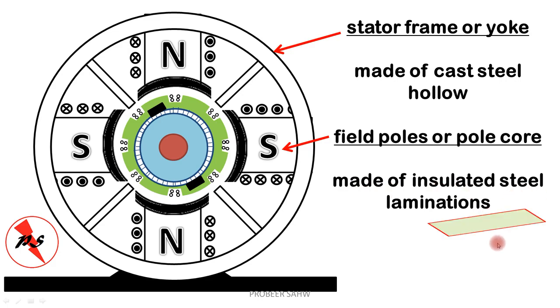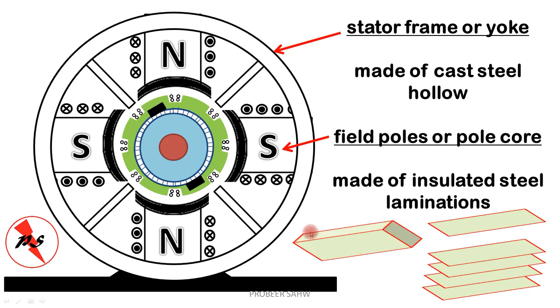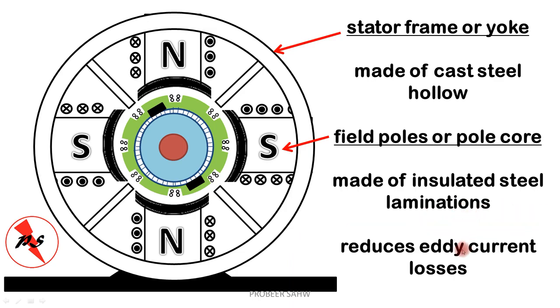So we take a rectangular steel lamination, and then take a number of steel laminations together, and then we attach these together. When we attach these steel laminations together, we insulate them from each other. Then we stack them together, and this 3D or solid pole core is obtained. So these pole cores are not made of a single piece but are made up of insulated steel laminations. We provide these insulated steel laminations so as to reduce eddy current losses.